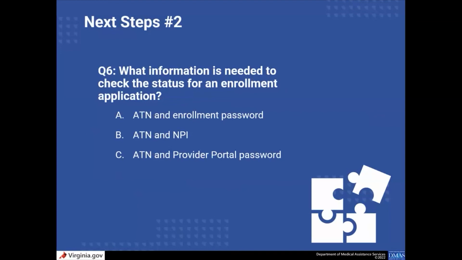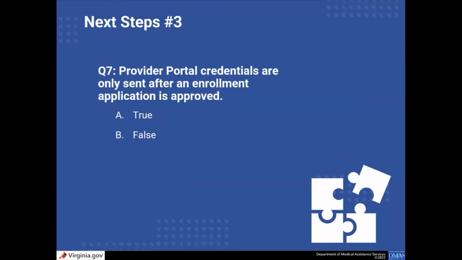Our next question, what information is needed to check the status for an enrollment application? Is it the ATN and enrollment password, ATN and NPI, or ATN and provider portal password? The correct answer is ATN and enrollment password. Our next question, provider portal credentials are only sent after an enrollment application is approved. Is this true or false? The correct answer is true. So pending applications are not reflected in Provider Portal.